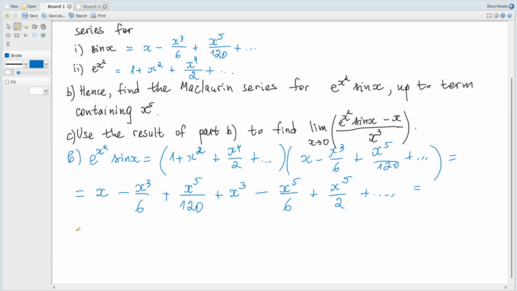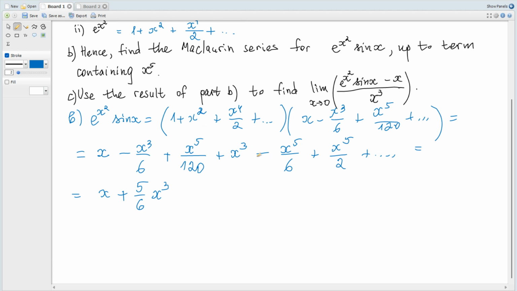We can simplify it to get x plus, for the cubed term, 6 over 6 minus 1 over 6, so plus 5 over 6 x cubed, and with x to the power of 5, a common denominator is 120, so 1 minus 20 plus 60, so it's plus 41 over 120 x to the power of 5, plus so on, plus higher powers of x.